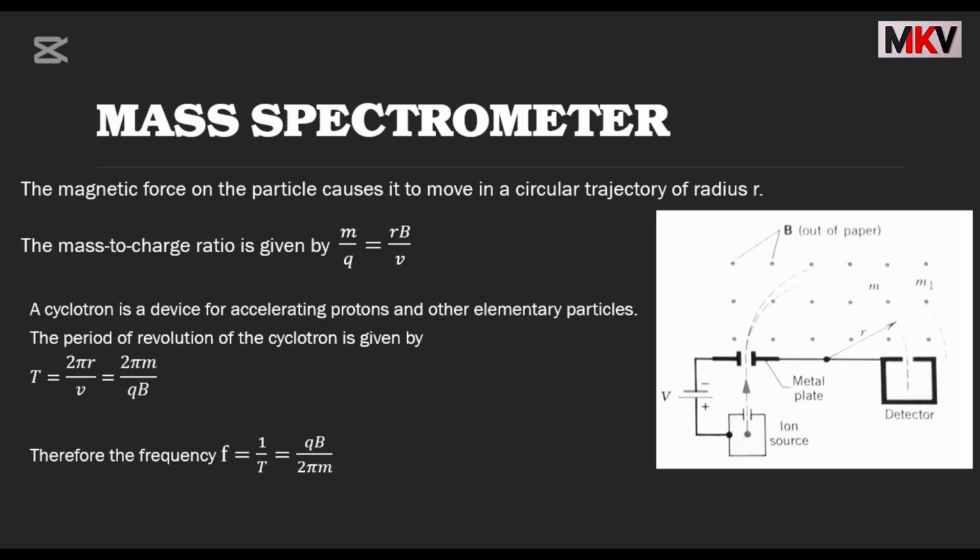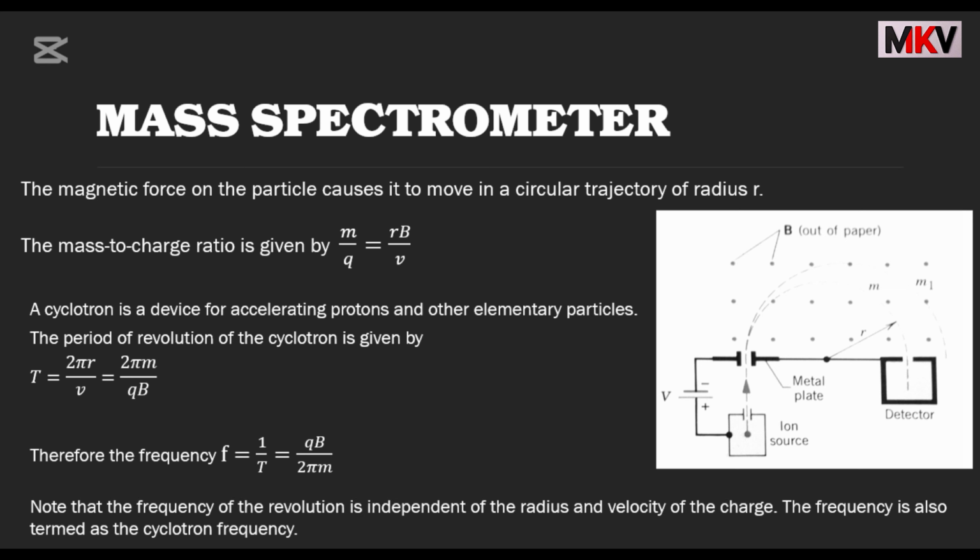We know that frequency is the inverse of period. So frequency will be equal to qB over 2 pi m. Note that the frequency of revolution is independent of the radius and velocity of the charge. The radius and velocity of the charge have no influence on the frequency of revolution. This frequency is also termed the cyclotron frequency.